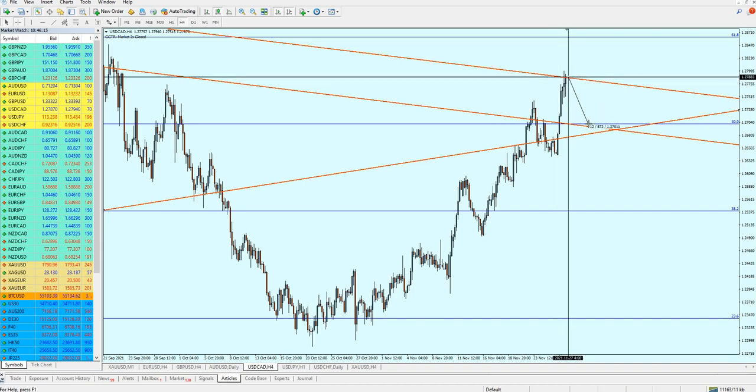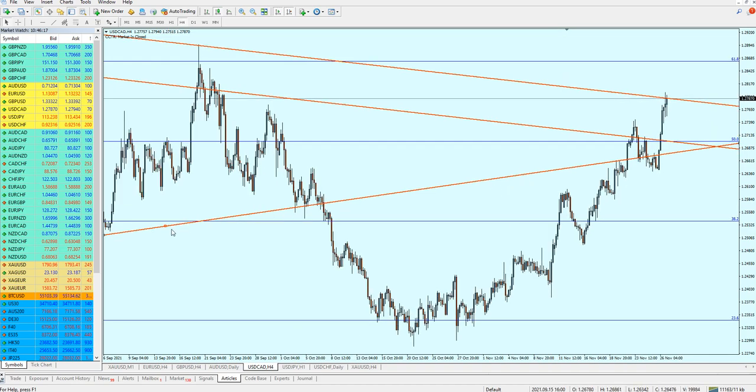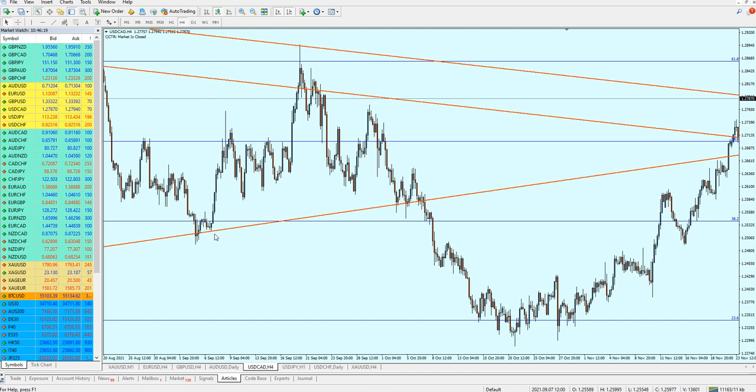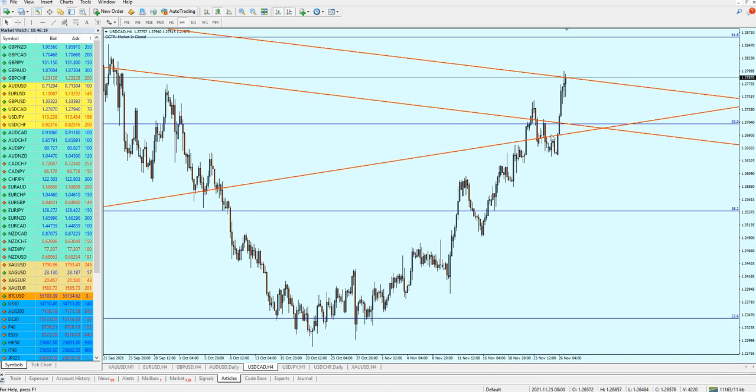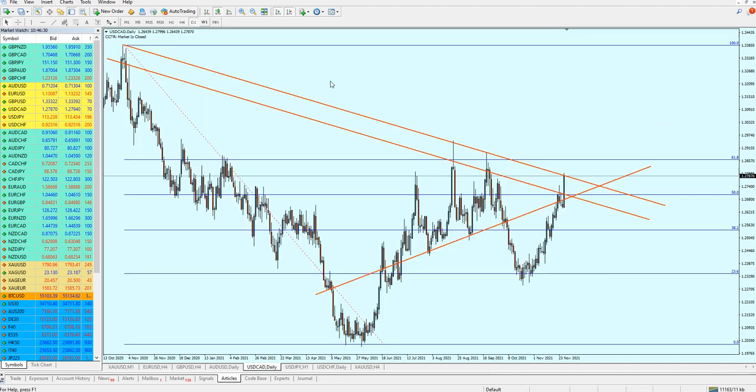I think USD CAD is good to the sell immediately. We can sell, that's perfect. Here the support trend line, a resistance trend line, and now the pair immediately.